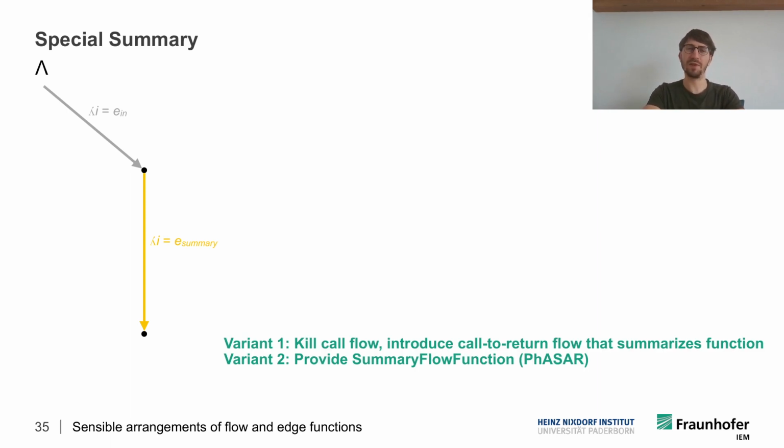In PhASAR, you even have two ways to do this. One is, as I just said, kill the call flow function, so provide kill all in the call flow function, and introduce the call to return flow that summarizes the function. And the second variant is actually a more convenient one, where you provide a summary flow function really for such function calls to functions you want to treat specially, and then the solver, if it recognizes that you provided a summary flow function, it wouldn't even request your analysis to provide the call flow and call to return flow function. So yeah, this is just a convenient shortcut that we have introduced into PhASAR.